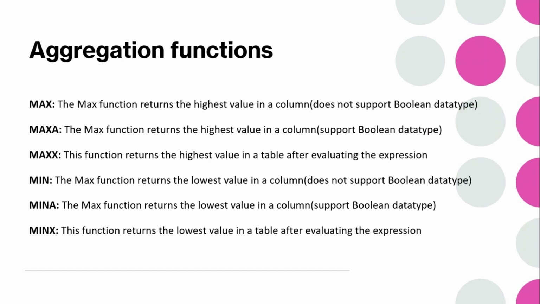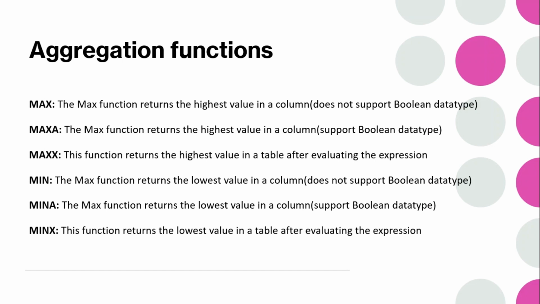Moving on to MAXA, suppose there is a column named pass and fail containing the true and false logical values, where true represents the student has passed, and false represents the student has failed. And you want to identify the maximum number of students who passed or failed. It will give you only one value. So there you can apply the MAXA function to identify the maximum of pass and fail, because the MAX function does not accommodate logical values. That's why you have to use the MAXA function.